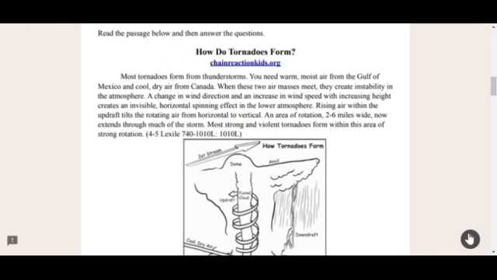Most tornadoes form from thunderstorms. You need warm, moist air from the Gulf of Mexico and cool, dry air from Canada. When these two air masses meet, they create instability in the atmosphere.